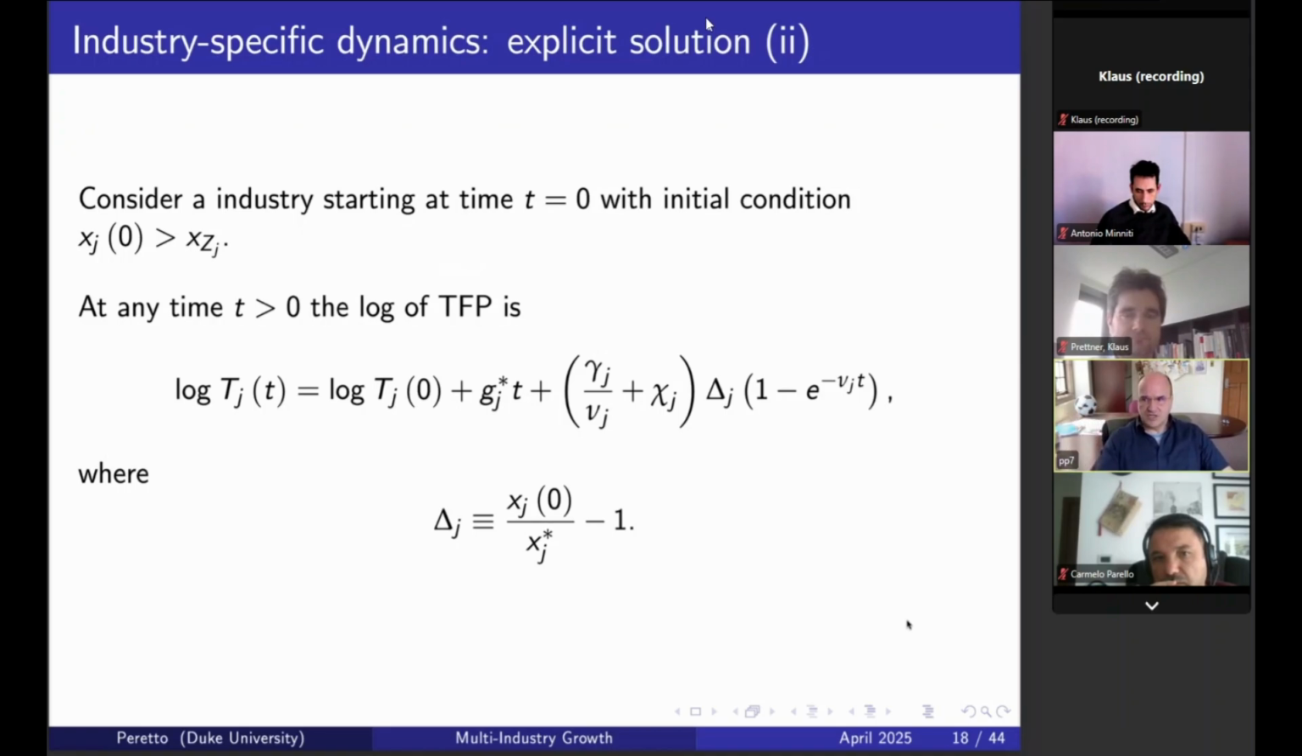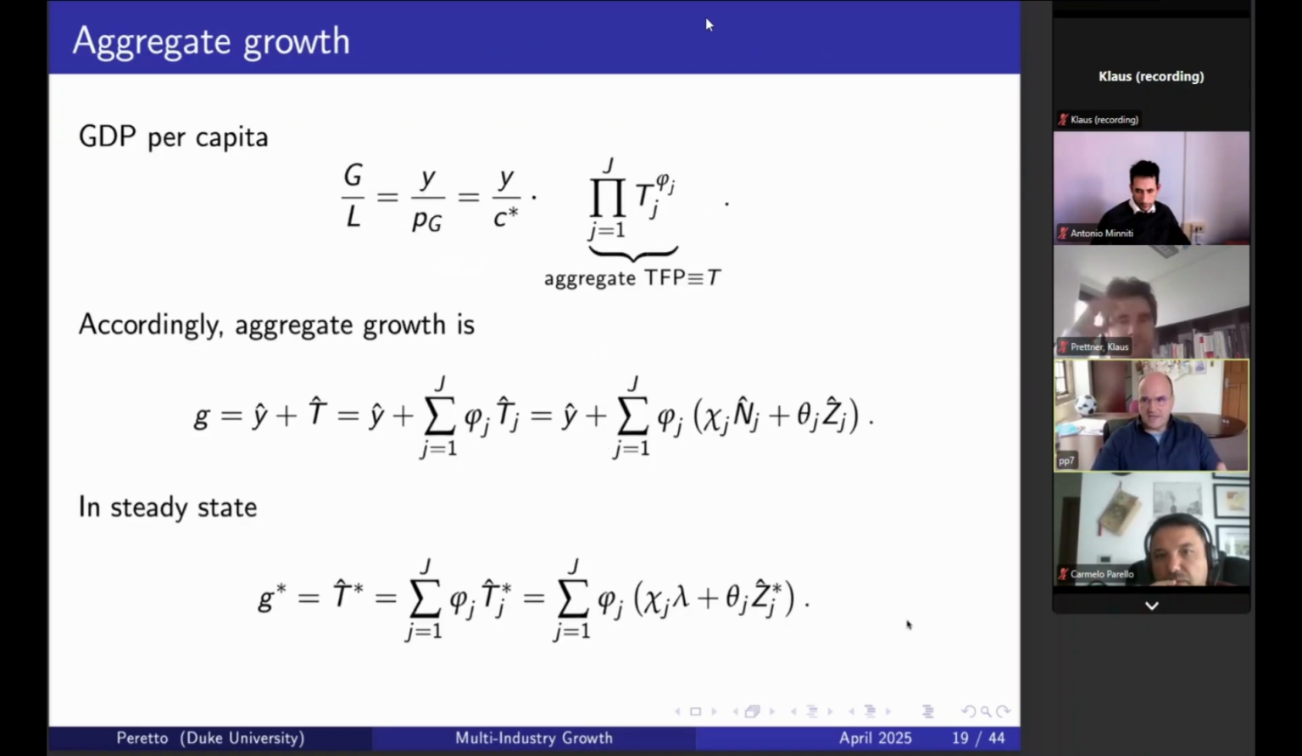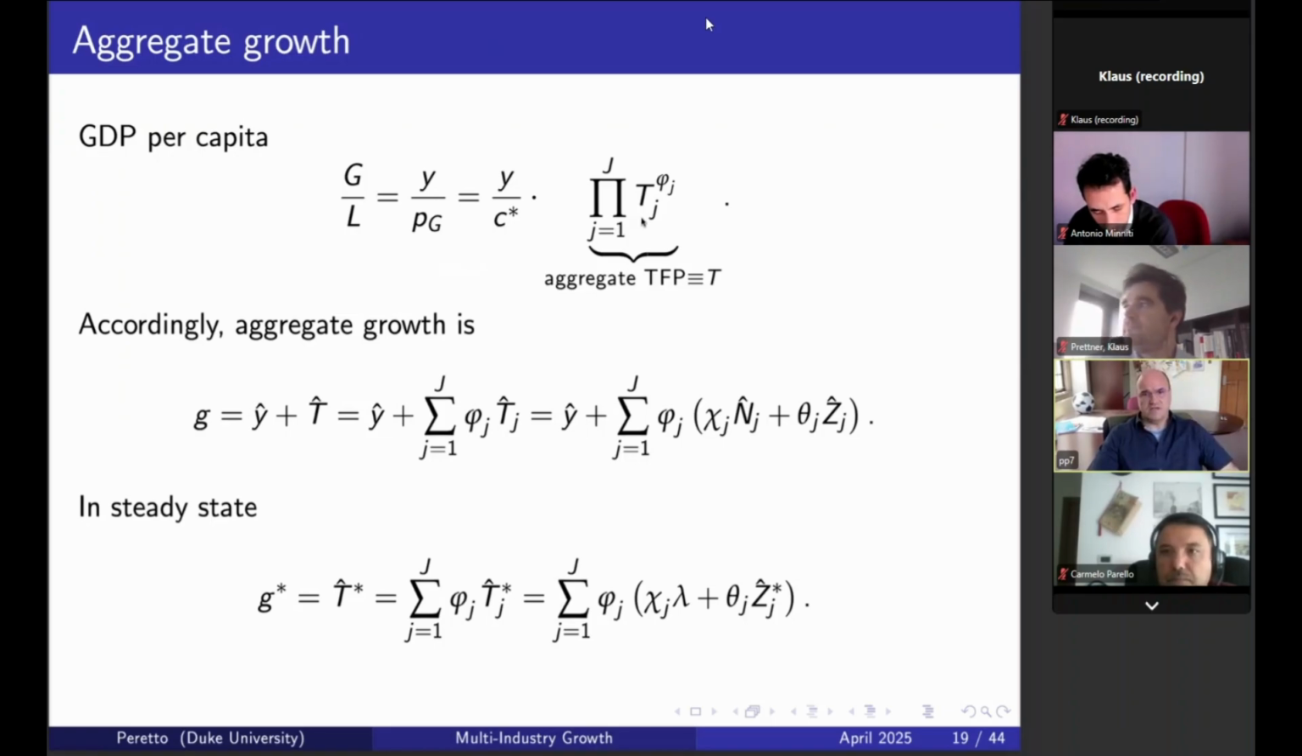So all I need is the initial gap, then the mechanics of the model gives me the time path of productivity. So then what is aggregate growth? Aggregate growth of GDP per capita in this economy is the aggregation, according to my Cobb-Douglas operator, of all the industry outputs. Okay. So I write it like this, then I pull out all of these terms that don't get an industry subscript. I think the C star should have an industry subscript J, and so remain inside.